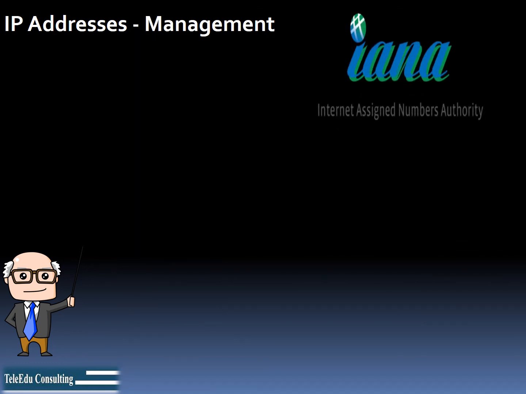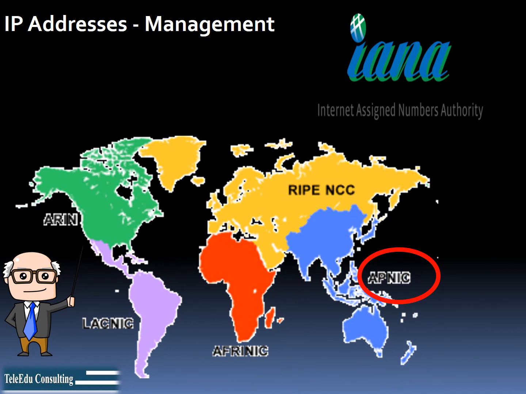IP addresses are managed at the global level by an organization named IANA. It's headquartered in California in the United States of America. IANA has divided the entire world into 5 different regions from the point of view of IP management. The regions are shown in the slide. India is part of the region named APNIC.